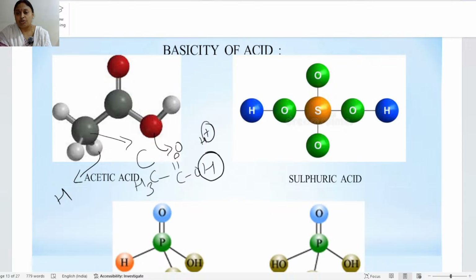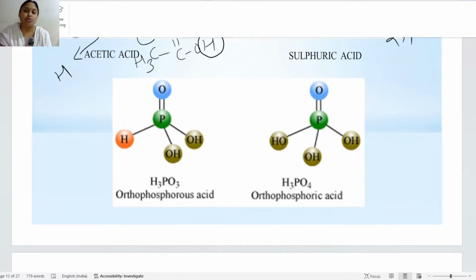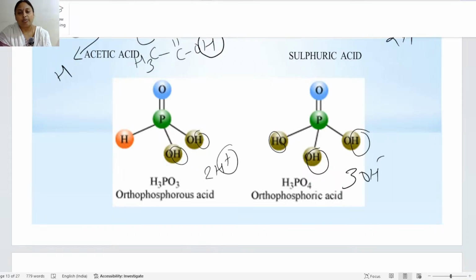In sulfuric acid, we have the possibility for this H ion and this H. So we say 2 H plus ions can be released, and that is why it is called a dibasic acid. When it comes to this one, here one, here one, here one, so 3. We say tribasic acid. But here, 1, 2. Only 2 H plus ions can be released, so it is called a dibasic acid.